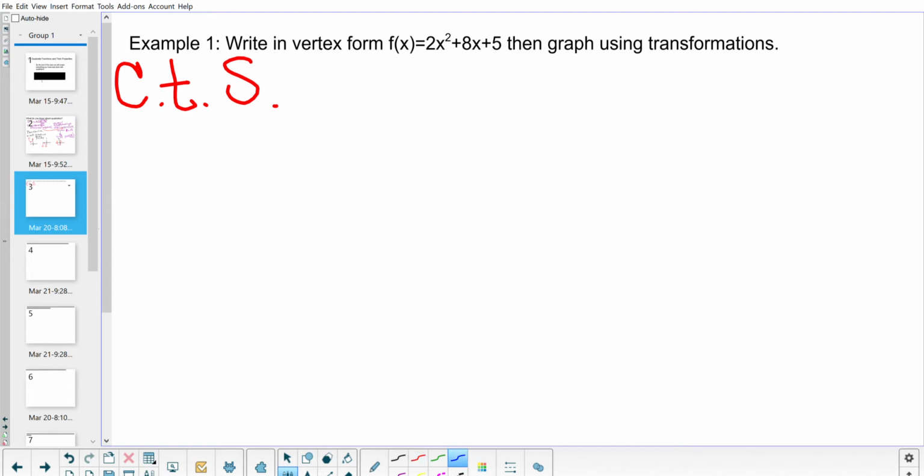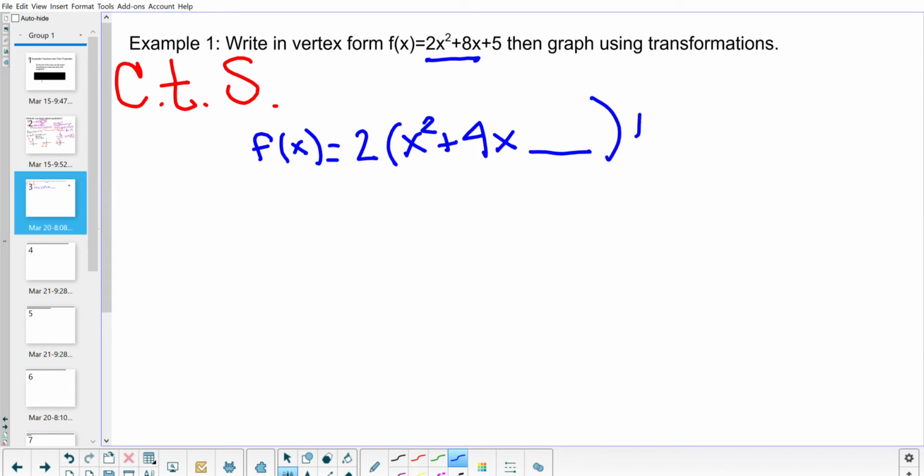Okay, so what I'm going to do first is factor out the common factor between the two terms with variables in them. So I'm going to make this f of x equals, factor out a 2. I'm not factoring out the GCF, I'm just factoring out the 2 so that I keep it a quadratic. If you factor out a 2, it's no longer a quadratic to complete the square. Plus 4x, and then I'm going to leave a blank because I am going to complete the square there.